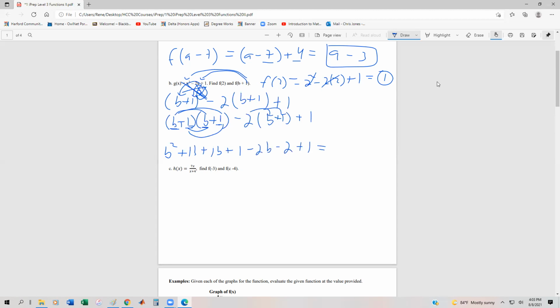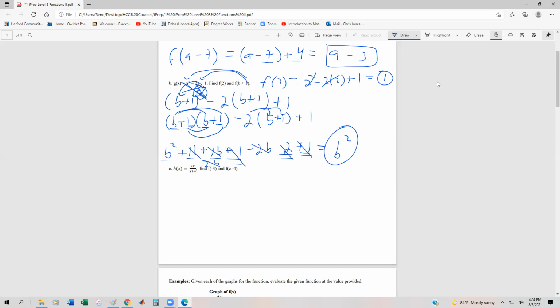And then the last thing you're going to do is you're going to combine all like terms. And remember, like terms are going to be terms that have the exact same variables raised to the exact same power. So we have a b squared. There's nothing else like b squared. You have 1b and 1b, which is 2b. But then you have a -2b. So these all cancel out. You have 1 plus 1, which is 2, but then you have a -2. All right, so these cancel out. So all of that is just going to simplify into b squared.